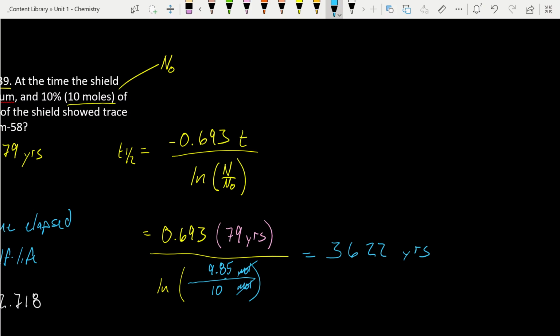So hopefully that helps you understand how to manipulate the equation to solve for the variable that you want to solve for. It's pretty straightforward. And the trickiest part is just understanding the relationship between the natural log and the natural base, ln and e, and how they're inverse of each other and essentially cancel each other out.